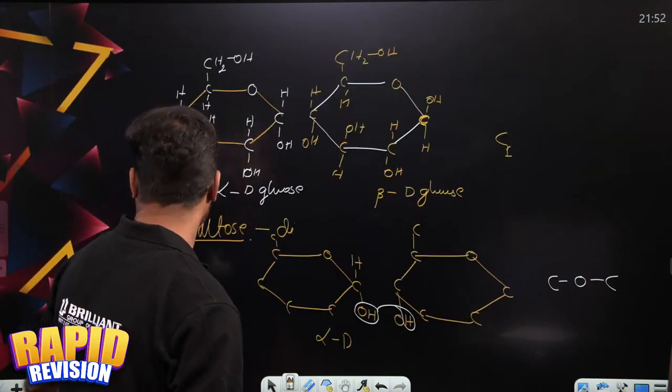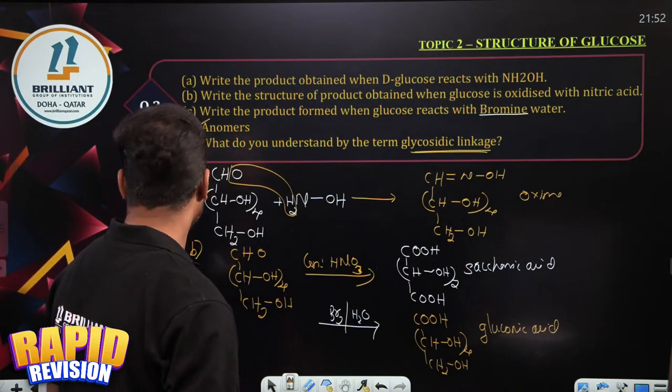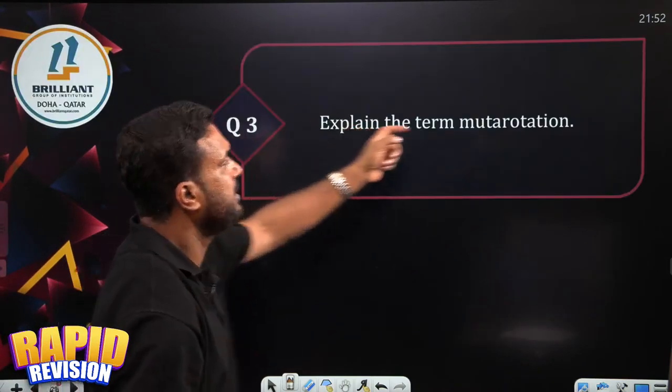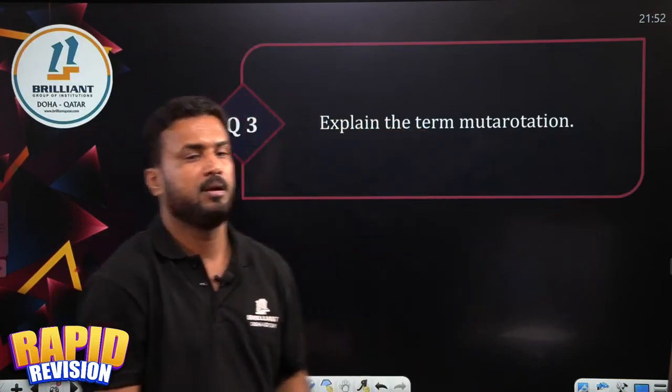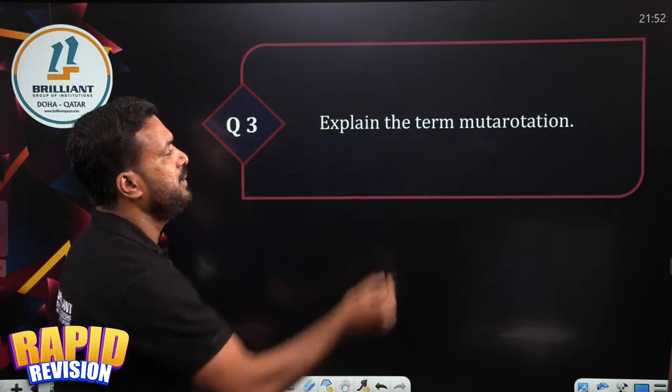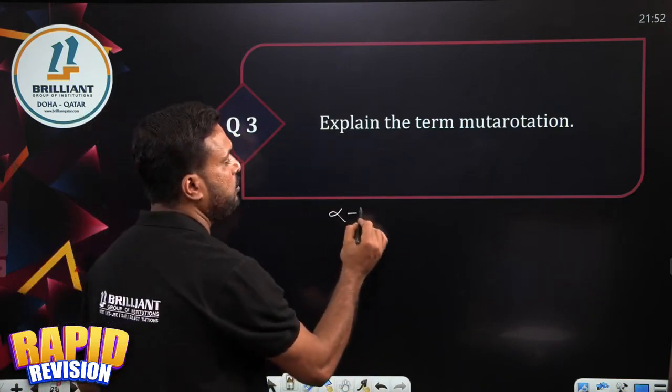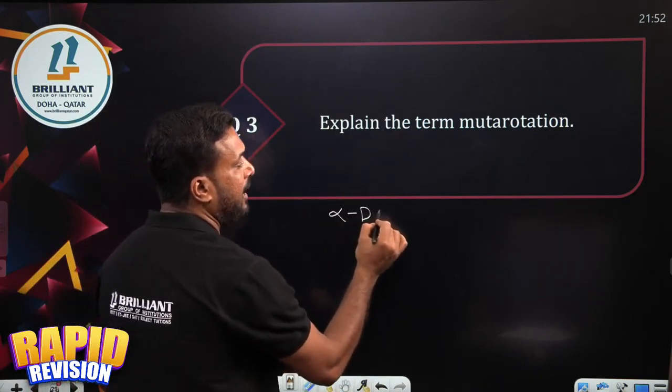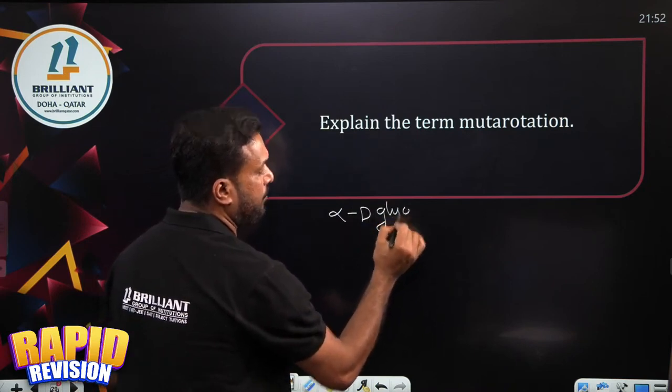So I think the questions are over for this one. Now we will go to question number 3. Explain the term mutarotation. This mutarotation is also based on alpha D glucose and beta D glucose. What is alpha D glucose? A freshly prepared alpha D glucose.